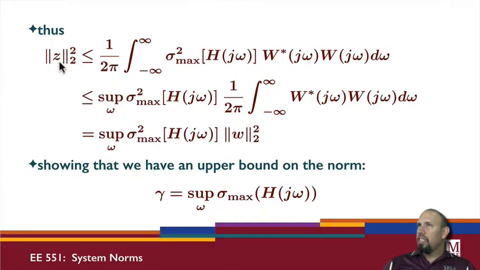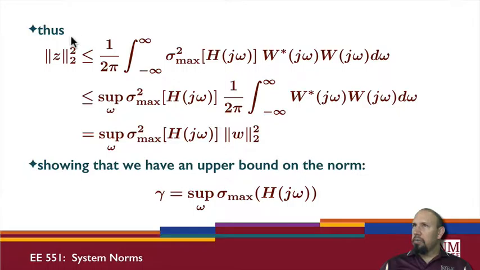Okay, and so we see that this is less than or equal to this quantity times this. And so we have shown that gamma is in fact an upper bound. So that's gamma, and it is an upper bound on the output energy with respect to the input energy. So we've shown that it's an upper bound. Now we need to find a signal W that closely approximates this.